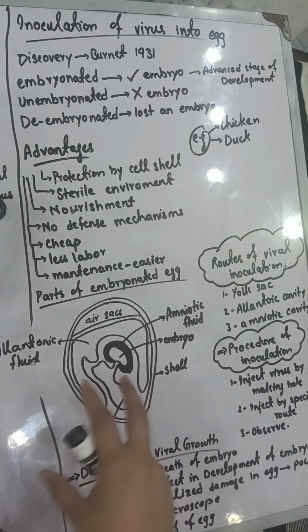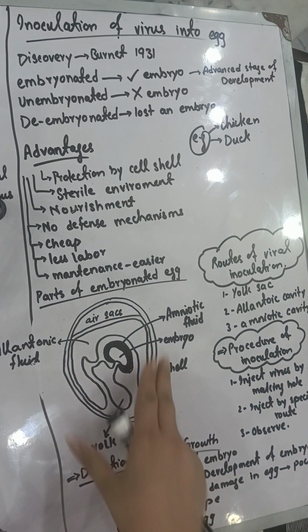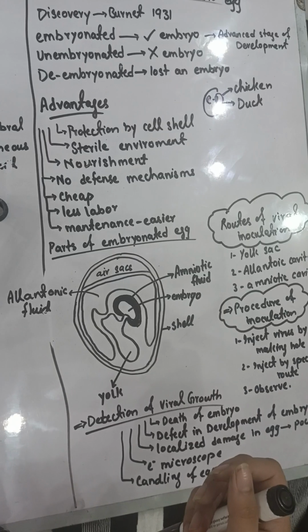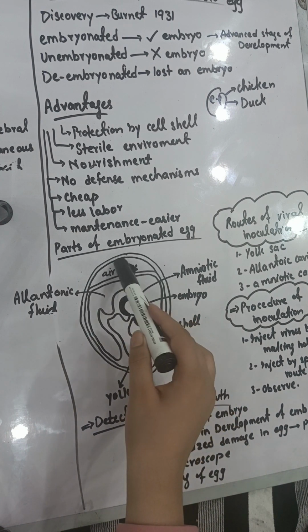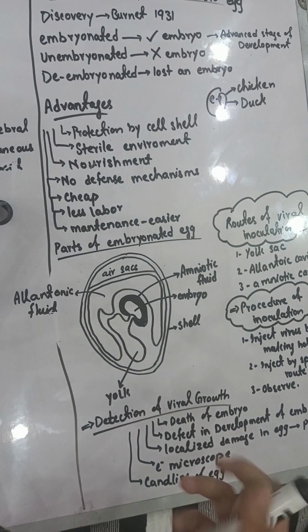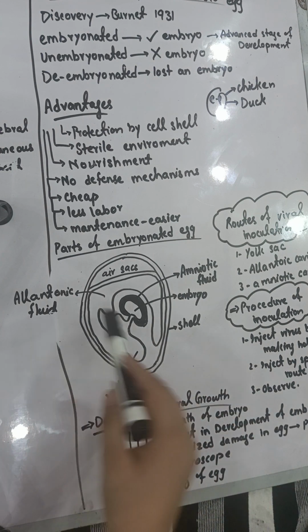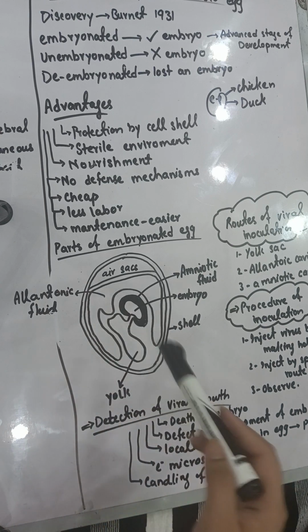So in order to see what the routes of viral inoculation are, first of all see what the parts of your embryonated egg are. So I have drawn an embryonated egg here. You can see here this is the air sac, which is providing a space for that egg. It is controlling the pressure inside your egg. This is the allantoic fluid, in which your embryo is going to release a lot of waste.